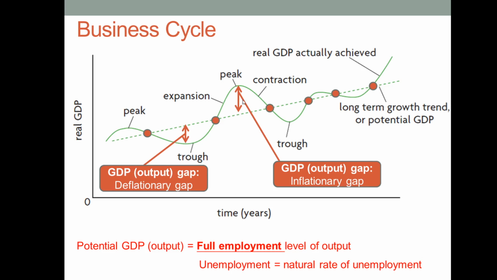But sometimes you will see another gap. You see that the actual output is higher than the potential output that we are having along the way. So we call that an inflationary gap. If you shade this area, this is what we call the inflationary gap. Let's try to shade this area when you are preparing your notes.